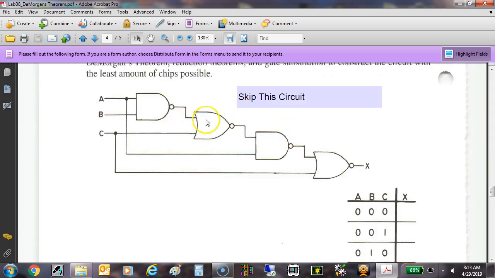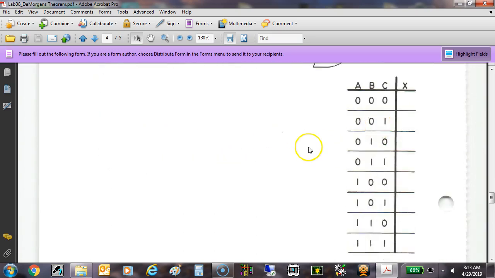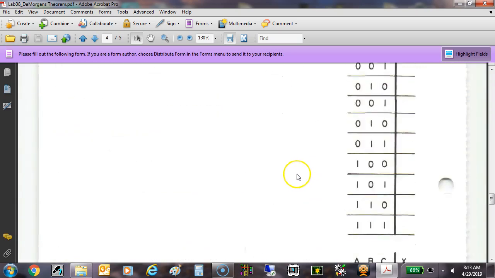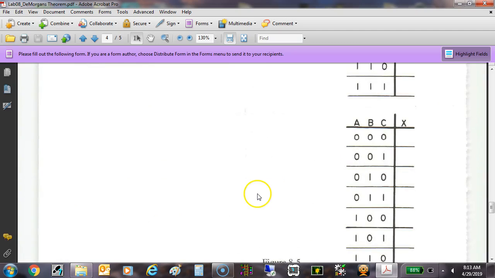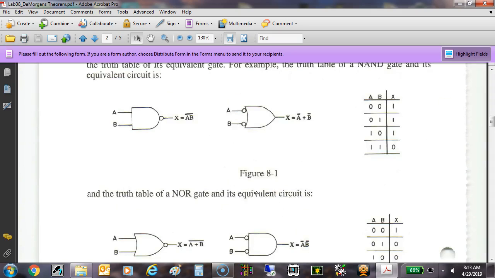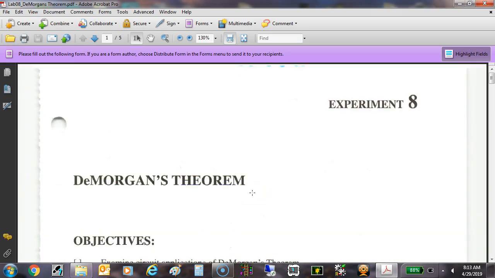Here's a circuit right here, required 1, 2, 3, 4 gates, right? For the ABC input. Ooh, where's the reduction? Oh, it says skip the circuit. Yeah, I'll take it. This is lab A. Lab 9 is skip, and then so 8 and 10.